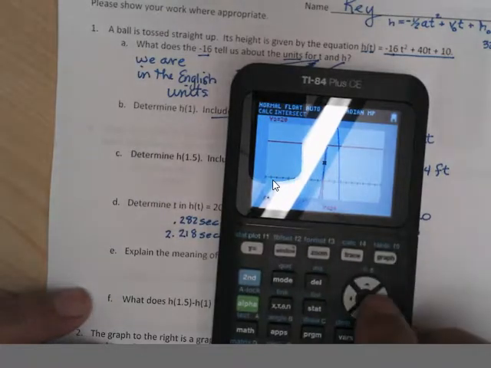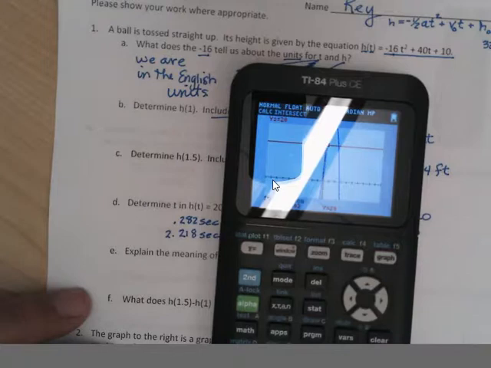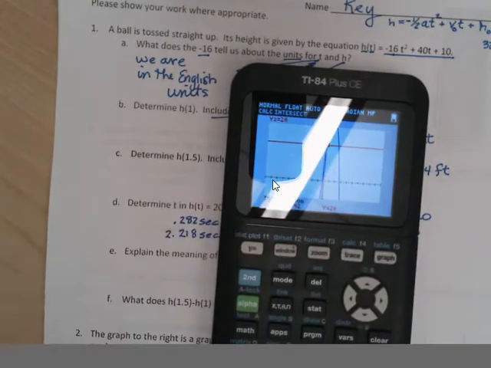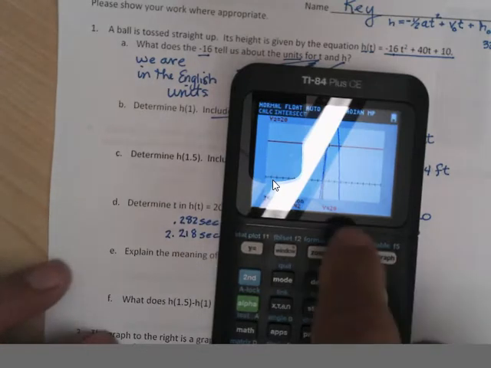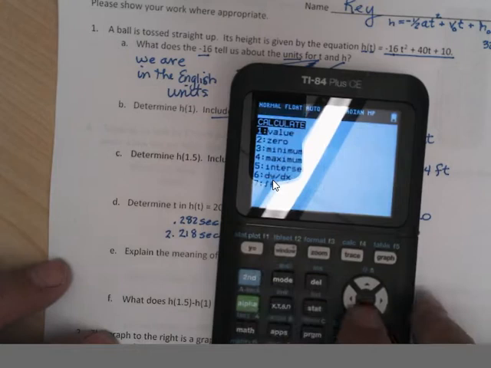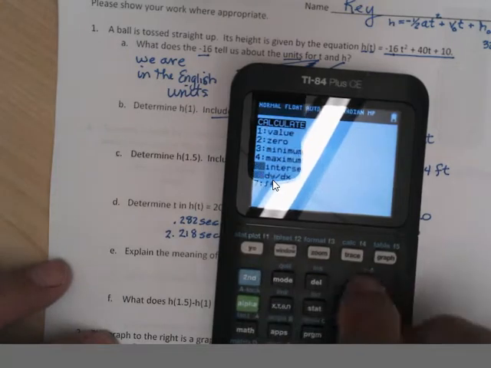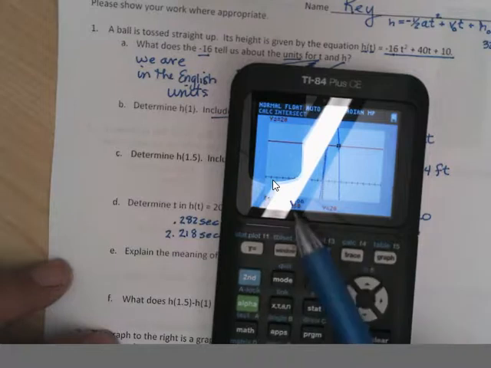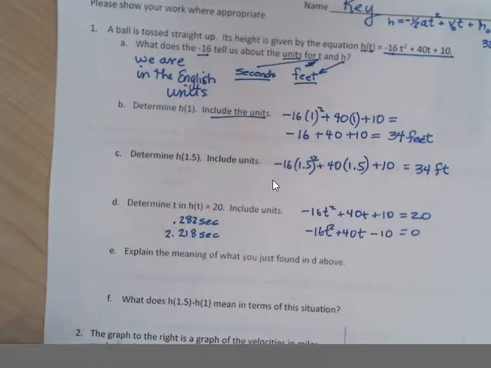And then it says guess. So I move close to where I think it is, and it says 0.282. It's at 20. If I want the other one, second, calculate, intersection. Is the blue curve one of the equations? Yes. Is the red one? Yes. And then move close to the other one and press enter, and it says that one is 2.218. That's how you do it on the calculator.